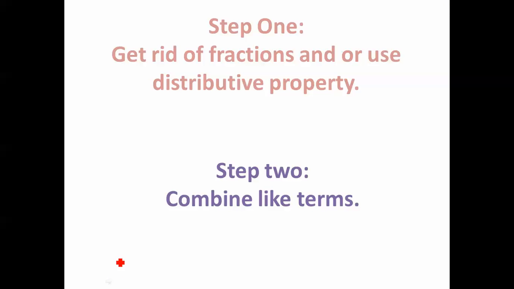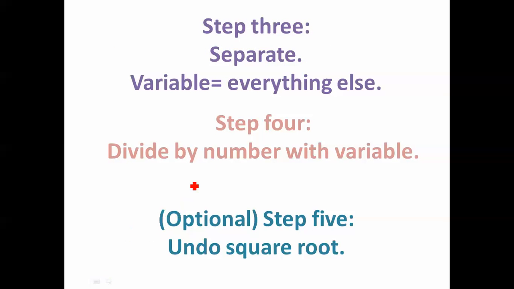Alright. A review of our steps. We wrote these down yesterday. We do not need to write them down again. And one more time. Here's get rid of fractions, and we changed this to parentheses. Step 2 is combine like terms. Step 3 is separate. We want our variable on one side, everything else, which is our numbers, on the other side. Step 4, divide by the number with the variable. Step 5 is undo the square root.